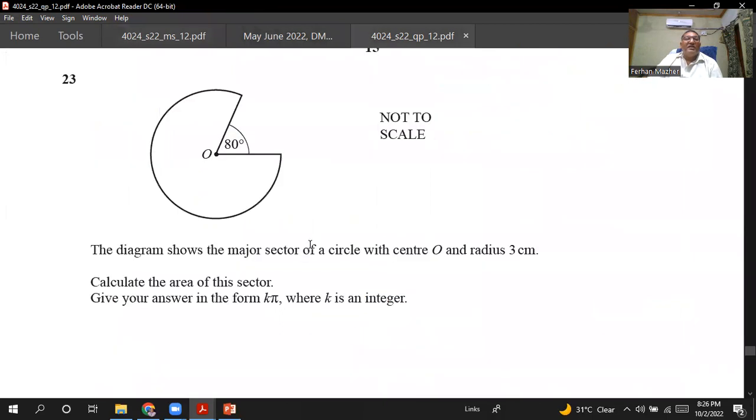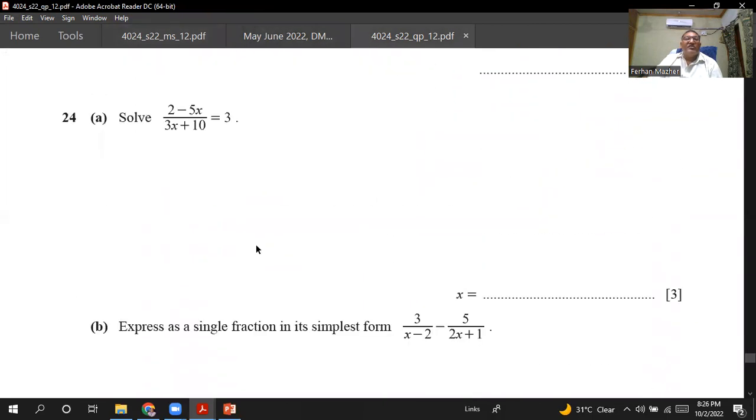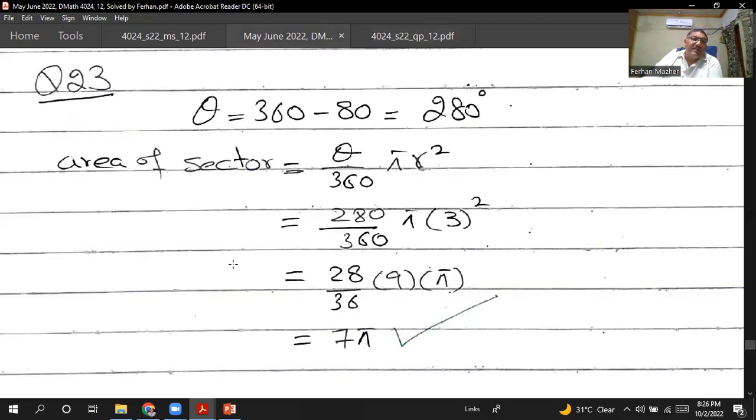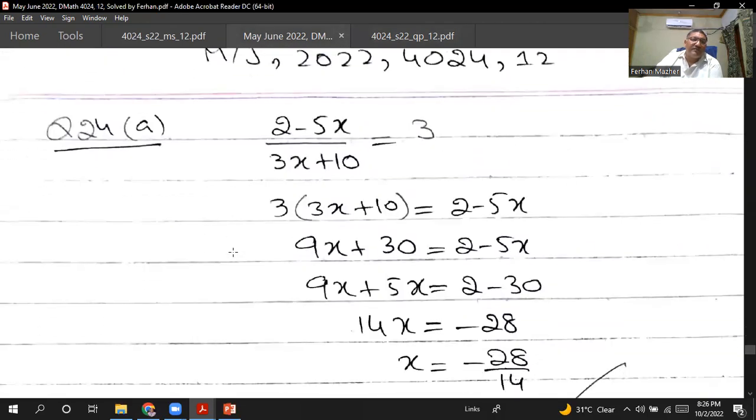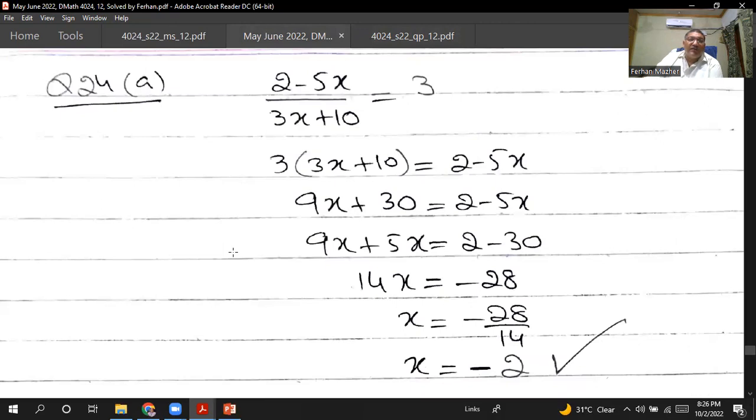Now we are going to the next part. Question number 24. It says solve (2 minus 5x) divided by (3x plus 10) equals 3. Just cross multiply it and get the value of x. Simple, straightforward question. Question number 24 coming up on your screen.